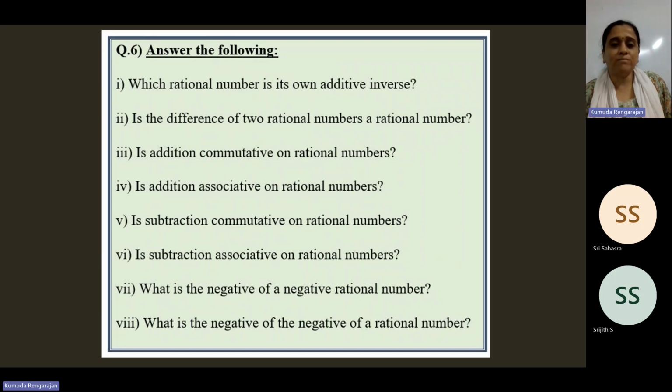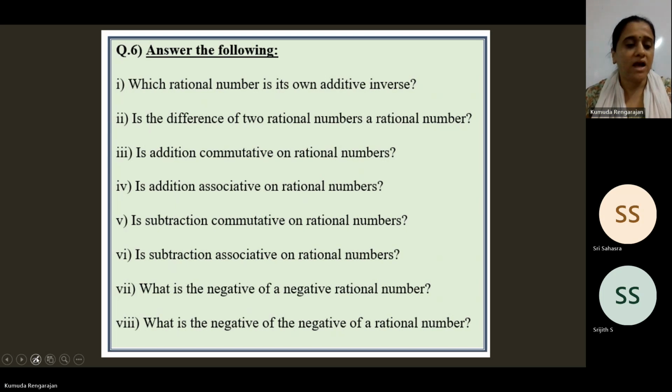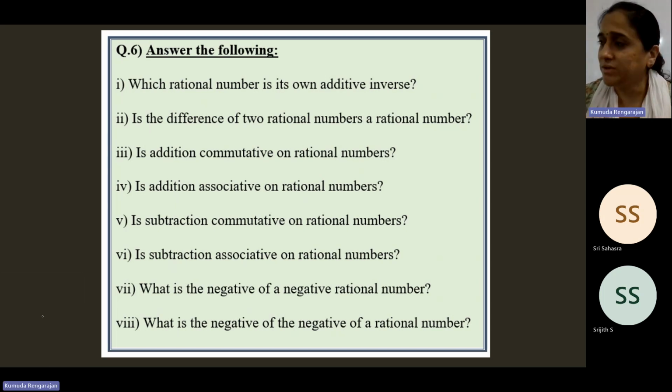Which rational number is its own additive inverse? That means which rational number added to itself will give 0 as the answer. Additive inverse means the sum should be 0. A rational number plus another rational number should be 0.